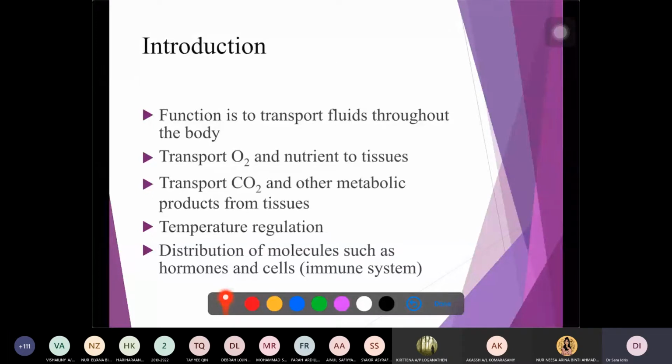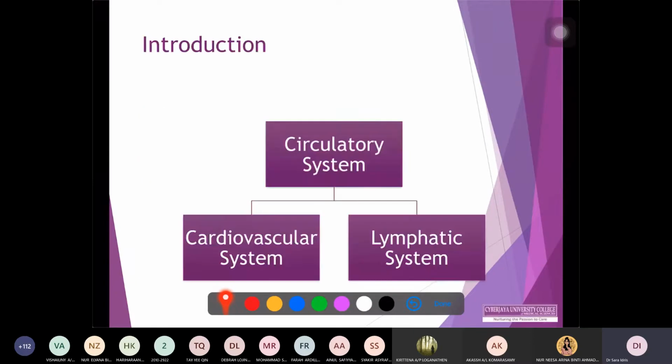That's why sometimes when you're cold, you can see your hands become very pale. And when you're feeling very warm, feeling hot, you get flushed. You get redness of your face, your cheeks. So this helps to regulate the temperature of your body and also the distribution of molecules such as hormones and cells. This is important in your endocrinology. Also important in the immune system itself.